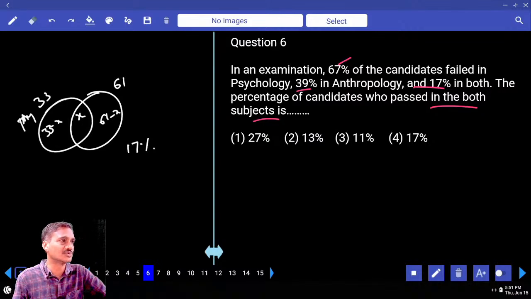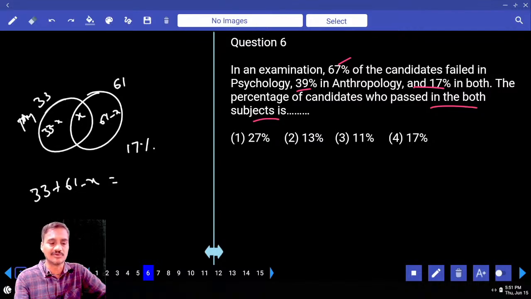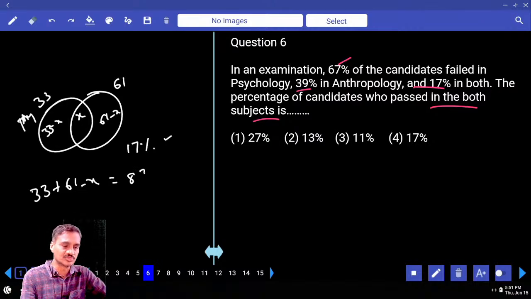Total must be equal to 100, isn't it? That is 33 minus x plus x, that is 33 plus 61 minus x equals how much? It must be equal to, except 17, right? And except 17, what is the total number we have? 83. Total must be equal to 83.